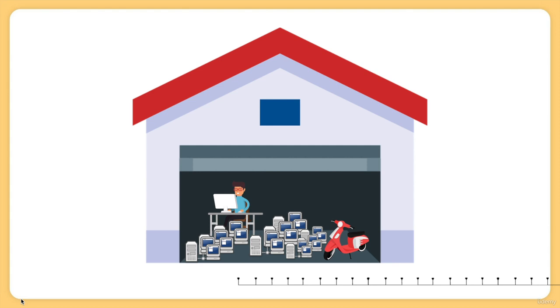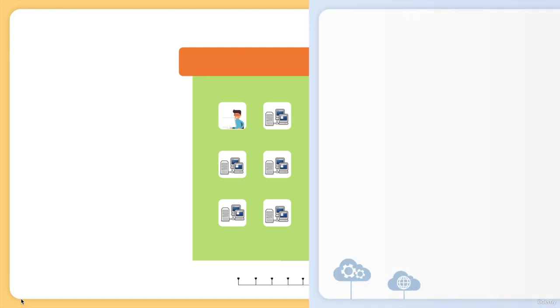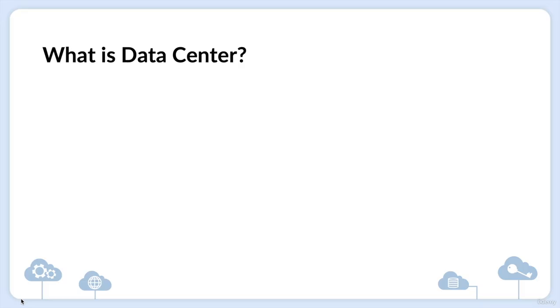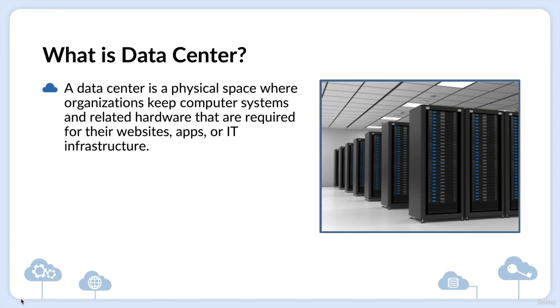This worked well in the beginning, but there were times when the garages were packed with computers and there was no space left to accommodate new computers. So they moved these computers to a bigger space or a building that can accommodate the hardware based on the demand. Hence, a physical space where organizations keep the computer systems and related hardware required for their websites, apps, or IT infrastructure is known as a data center.